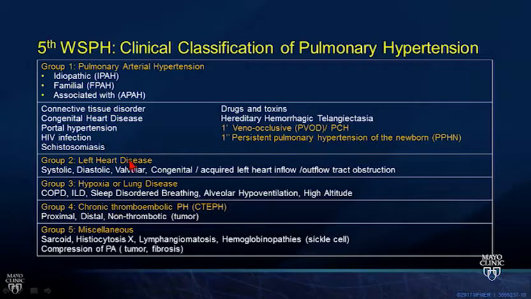Group 2 is left-sided heart disease, as we mentioned, characterized by elevated wedge pressure. And group 3 is hypoxic lung disease, any interstitial lung disease, COPD, sometimes associated with some elevation in PA pressures. Group 4 is chronic thromboembolic disease, which can be proximal, distal, or sometimes related to other infiltrative conditions in the lungs. And then group 5 is a whole bunch of miscellaneous diseases which can cause elevation in pulmonary pressures.